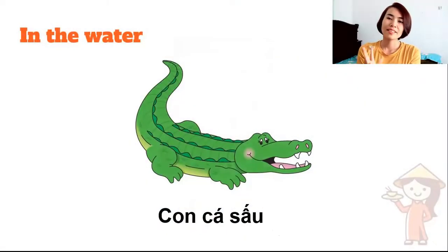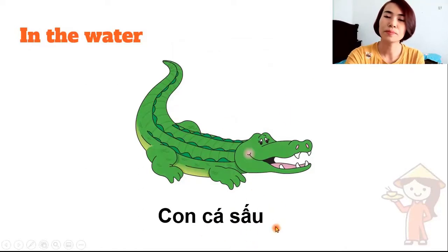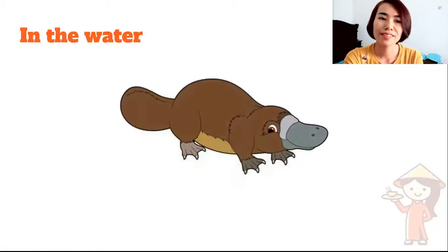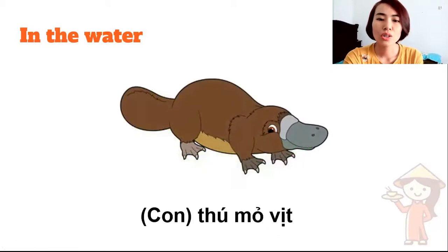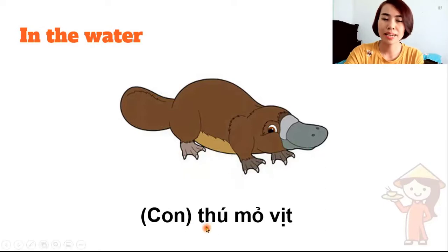We study the animals in the water. So for fish, you already know that it's con cá, or general fish, all kinds of fish. In this one, we have a modifier: con cá sấu. This is a platypus, con thú mỏ vịt. And we can skip the con because it's long enough.